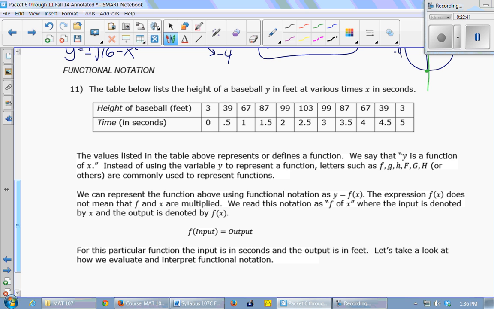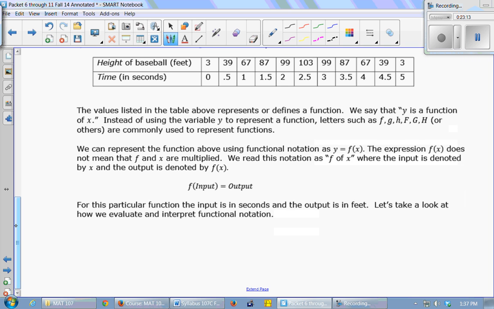Instead of using the variable y, like you have for much of your mathematical life, we're going to use letters like f, g, and h, or capital F, G, and H, to represent functions. So instead of y, we're going to use these things. F is the most common one because the word function starts with f, right? And then because we're very creative, after we use f, we use g and then h.